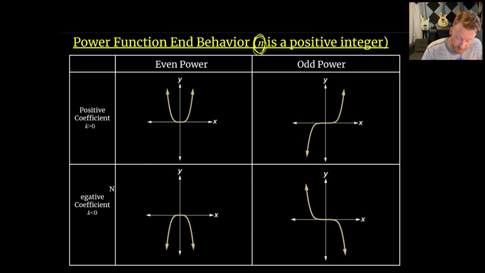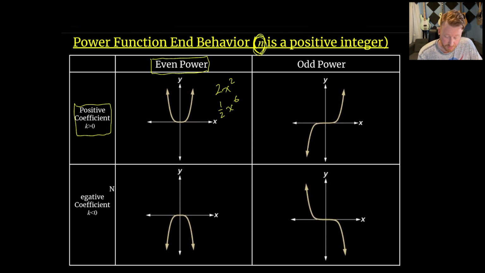For the first one here, we'll look at even powers, meaning that the variable is raised to 2, 4, 6, 8, some sort of even power, and then the coefficient in front is a positive number. So something like 2x squared, something like 1/2 x to the 6th. These would all be power functions that have this general shape, whereas x heads to negative infinity, f(x) grows without bound, and as x heads to positive infinity, it also grows without bound.